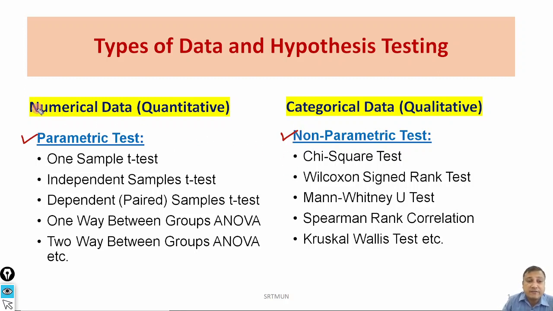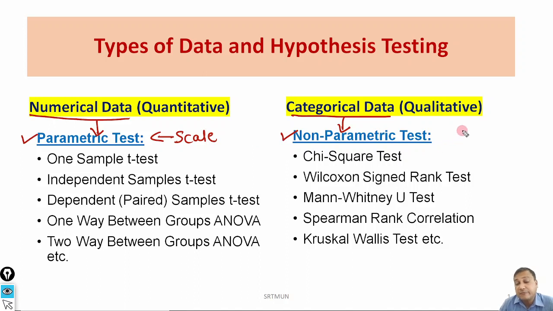If we have numerical data or quantitative data with us, usually we perform parametric tests, and if we have categorical data or qualitative data with us, then usually we perform non-parametric tests. To make it simpler, if we have scale variables with us, then we perform parametric tests, and if we have nominal or ordinal variables, we perform non-parametric tests.